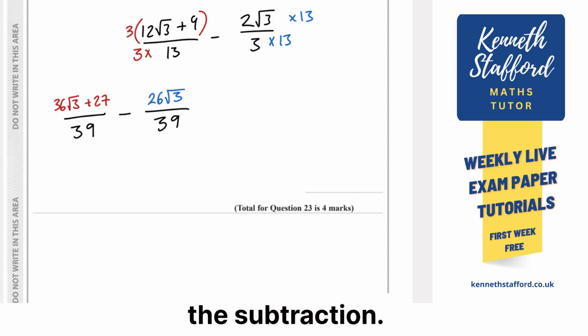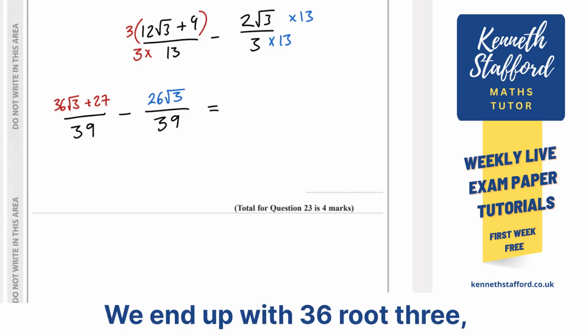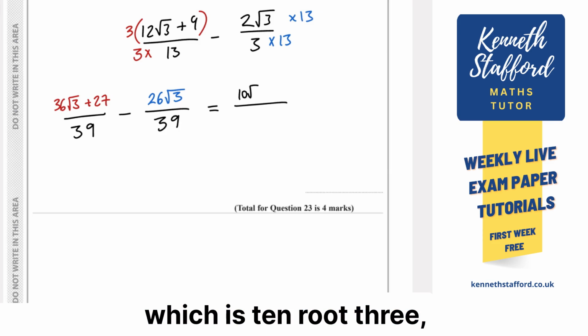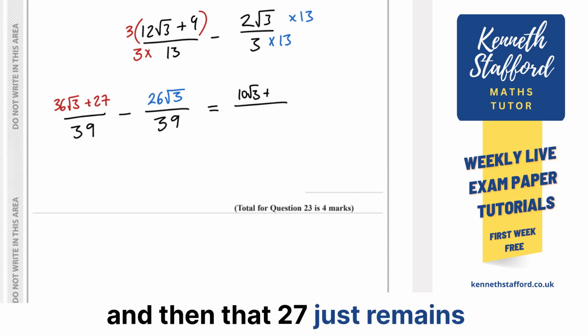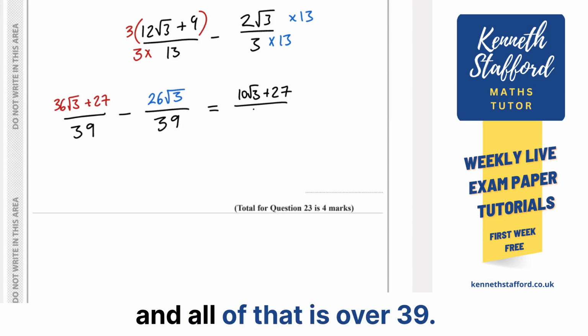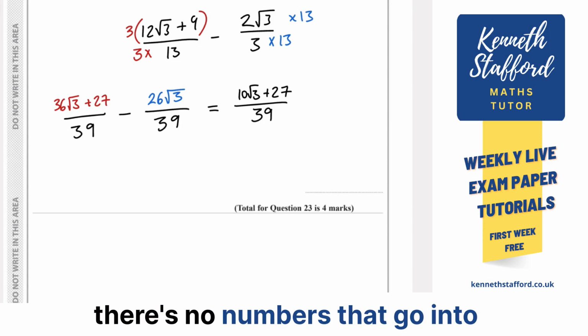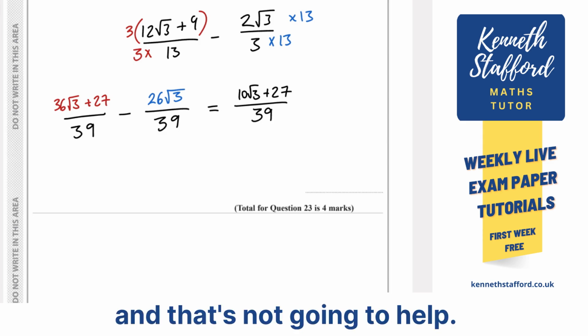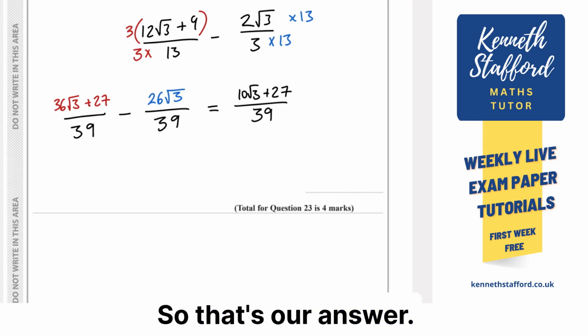Now we can just do the subtraction. We end up with 36 root 3 take away 26 root 3, which is 10 root 3, and then that 27 just remains, and all of that is over 39. And we can't simplify this. There's no numbers that go into 10, 27, and 39 other than 1, and that's not going to help. So that's our answer.